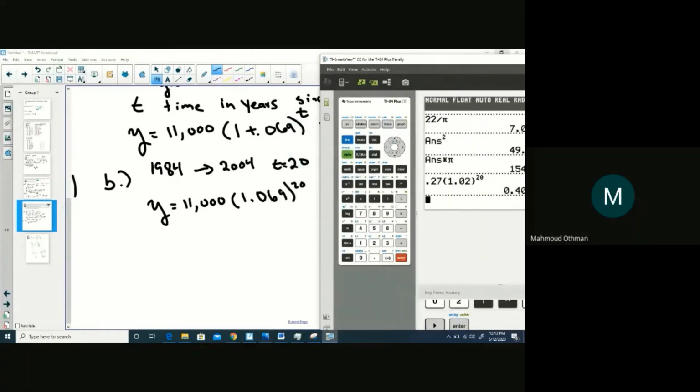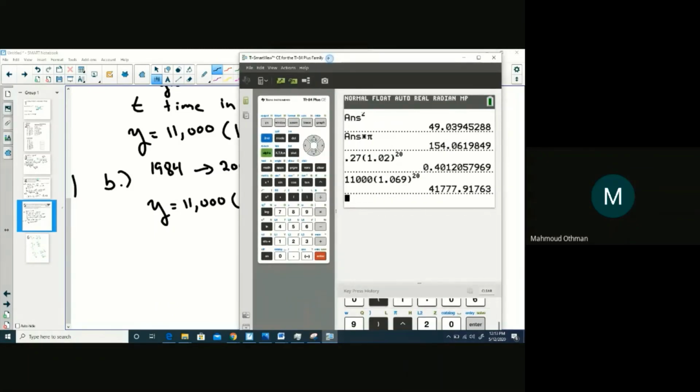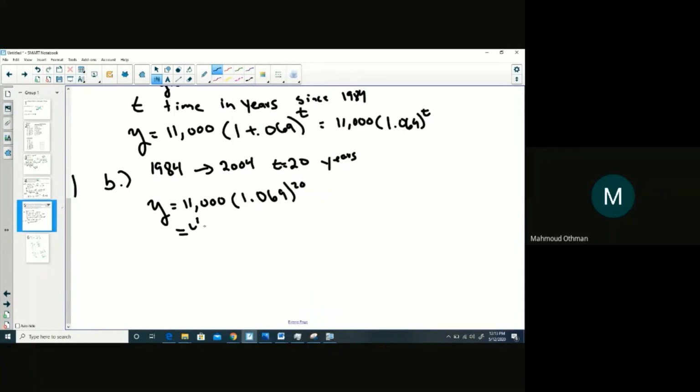I'm going to bring out my calculator to calculate that. And I do that, I get 11,000 times 1.069 to the 20, because it's been 20 years from 1984 to 2004, and I get $41,777.92, rounded to the nearest dollar, as my final answer.